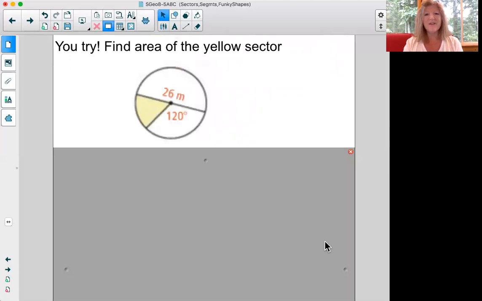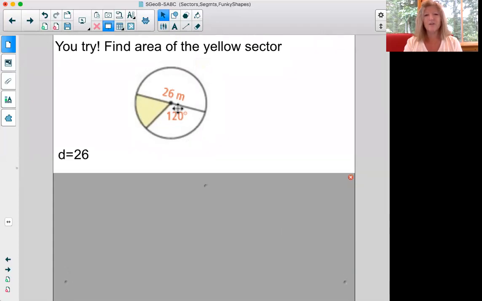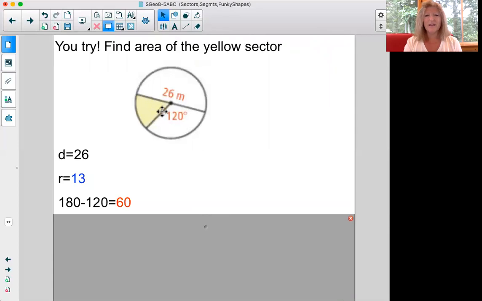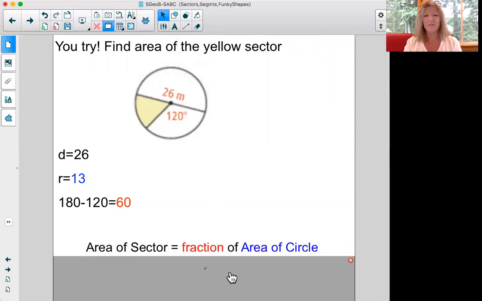So pause, find the area of the yellow sector on your own paper, and then press play for the solution. In this case, we're given the white angle, and we know linear pairs are supplementary. So we can figure out the central angle, and then we know the arc would have the same measurement. We also are given the diameter, and we know the radius would be half that. We know that this angle is 60, and therefore the measurement of the arc is 60 as well.